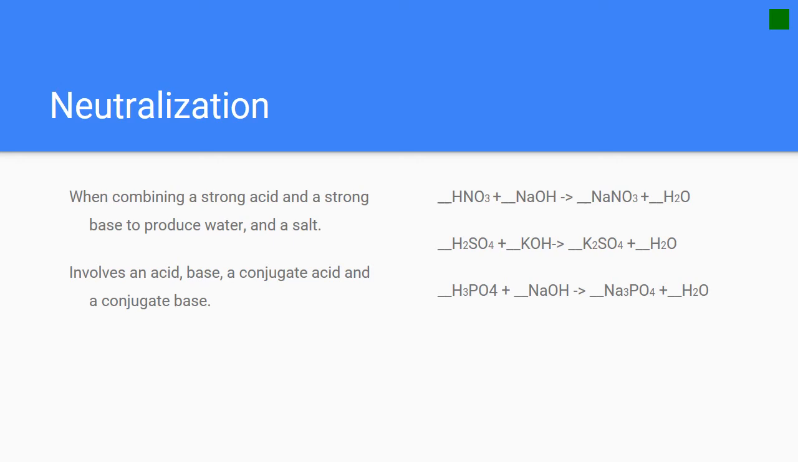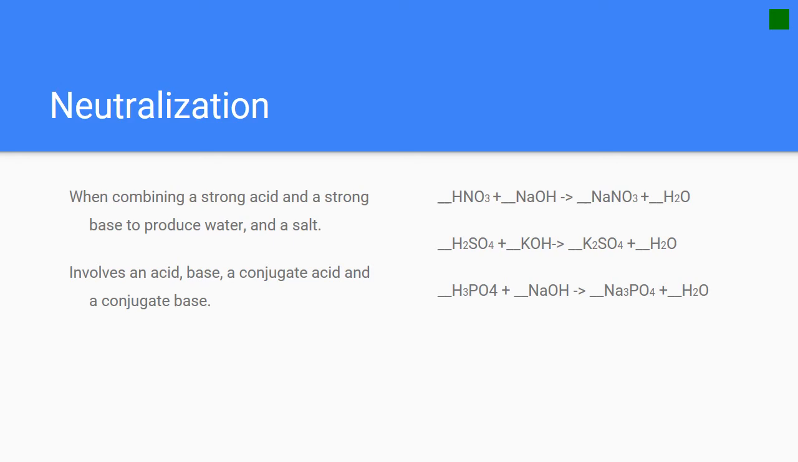So when you combine a strong acid and a strong base, a water and a salt is produced. So on the side here, we have a couple different examples, and the important thing is whenever you see these type of reactions, you should try and balance them just to make your life easier. So we can see in the first reaction there's not really much to balance.